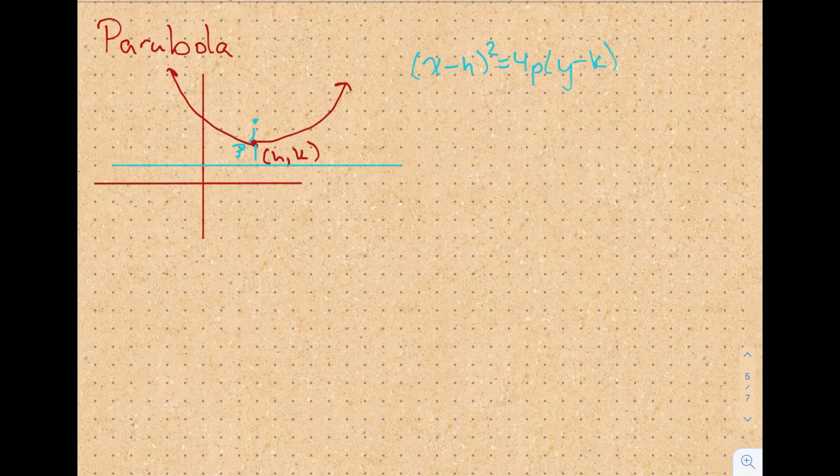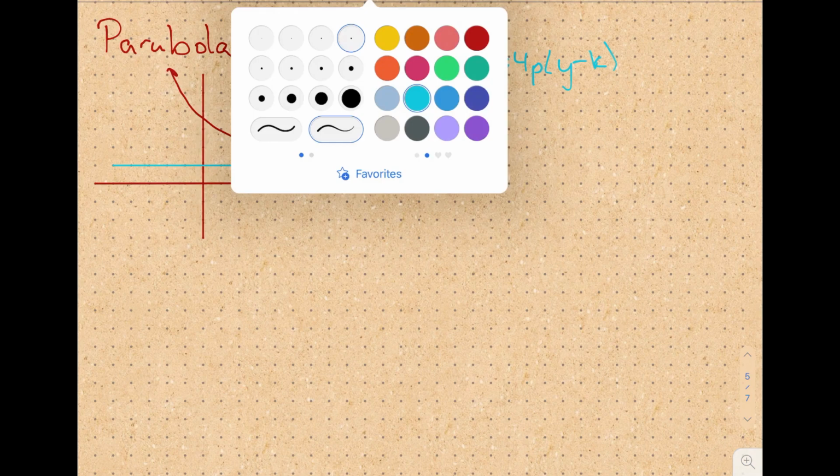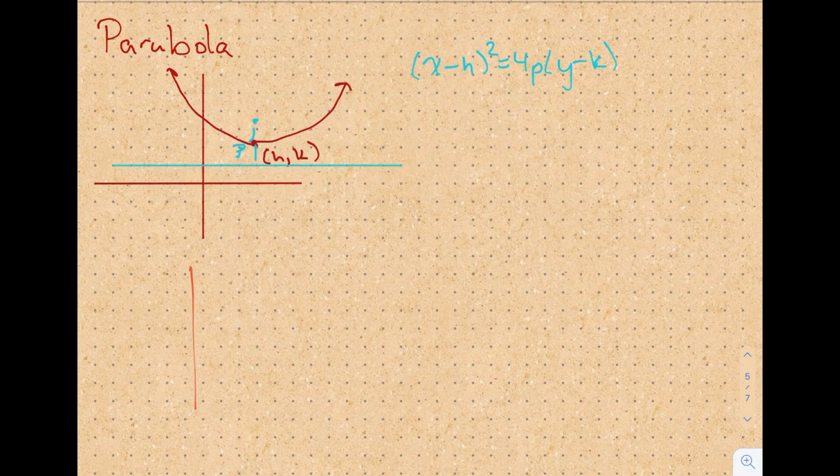h, k is still the center, or the vertex, and p is the distance from the focus to the vertex. If x is squared, the parabola will open up or down. If 4p is positive, it will open up. If 4p is negative, it will open down. If y is our squared term, however, then we get a parabola that opens to the left or to the right.